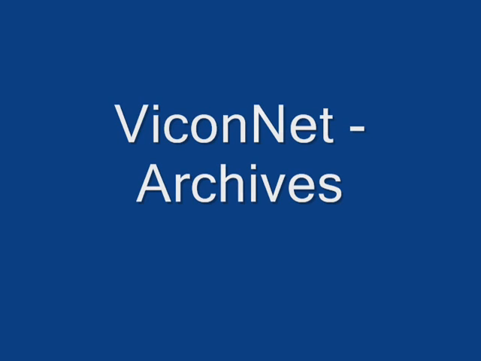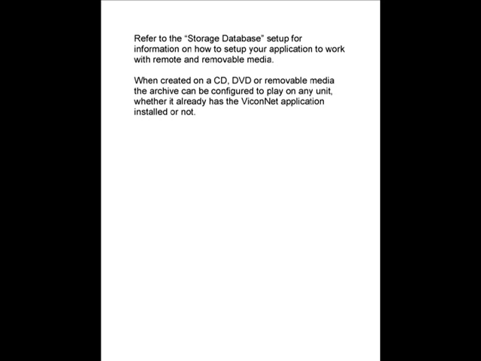ViconNet Archives. Archives are exact copies of ViconNet recorded cameras. Archives can be burned to a CD or DVD and can be created on remote or removable media. Refer to the storage database setup for information on how to set up your application to work with remote and removable media. When created on a CD, DVD, or removable media, the archive can be configured to play on any unit, whether it already has the ViconNet application installed or not.